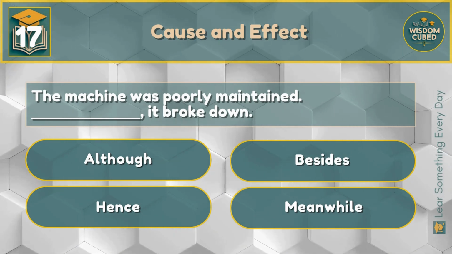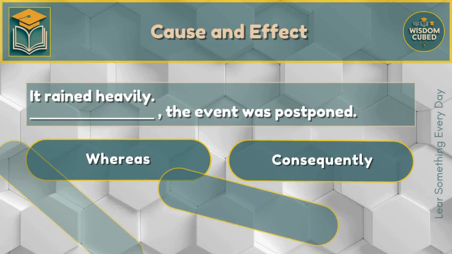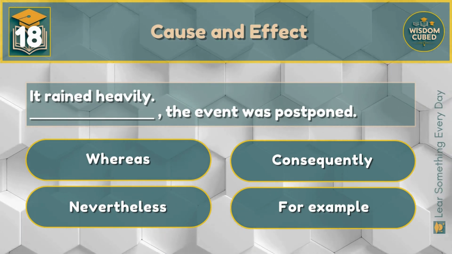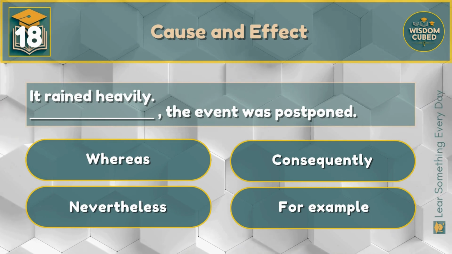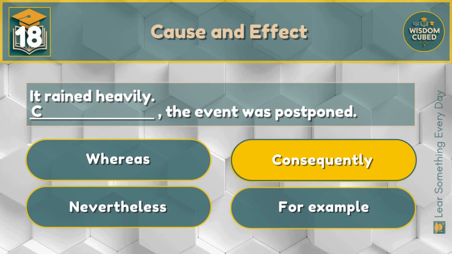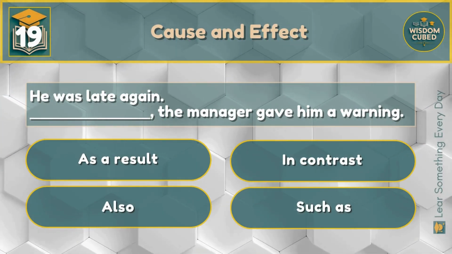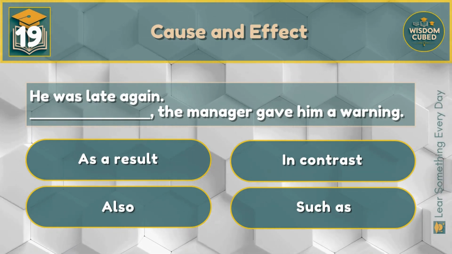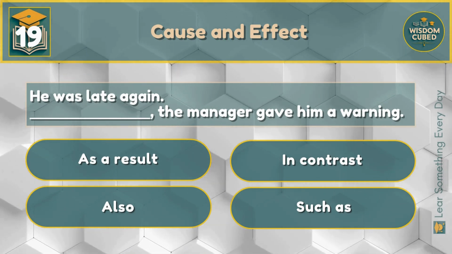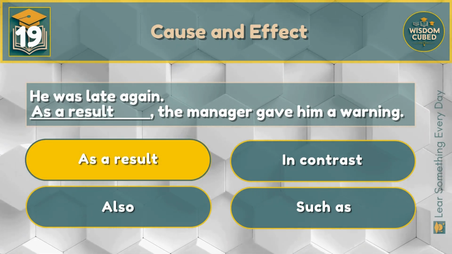The machine was poorly maintained. Hence, it broke down. It rained heavily. Consequently, the event was postponed. He was late again. As a result, the manager gave him a warning.